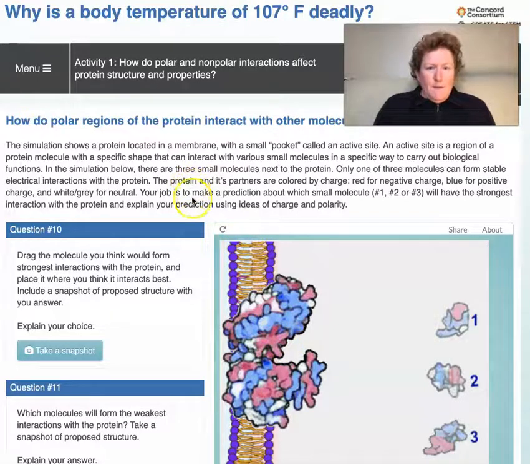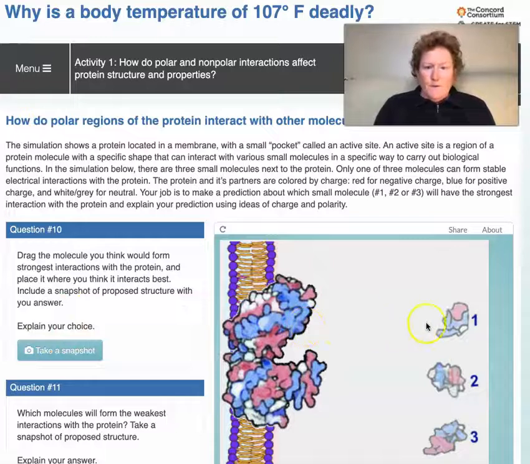Your job is to make a prediction about which small molecule, number 1, number 2, or number 3, will have the strongest interaction with the protein, and explain your prediction using ideas of charge and polarity. So drag the molecule you think would form the strongest interactions with the protein and place it where you think it interacts best. Include a snapshot of the proposed structure with your answer and explain your choice.